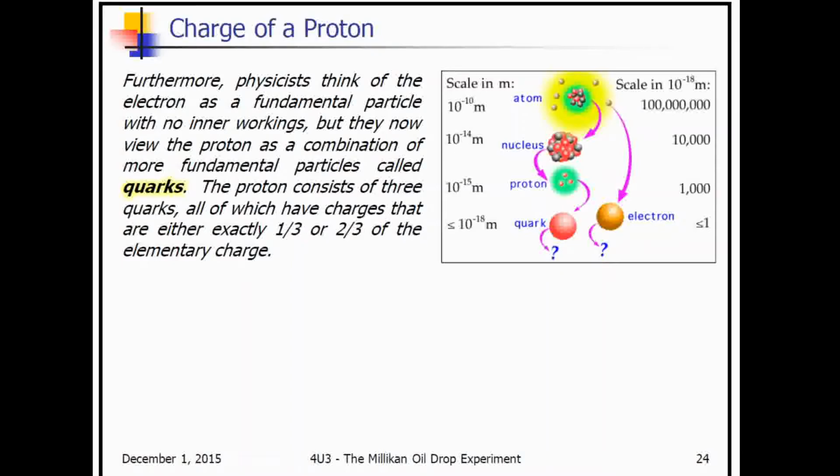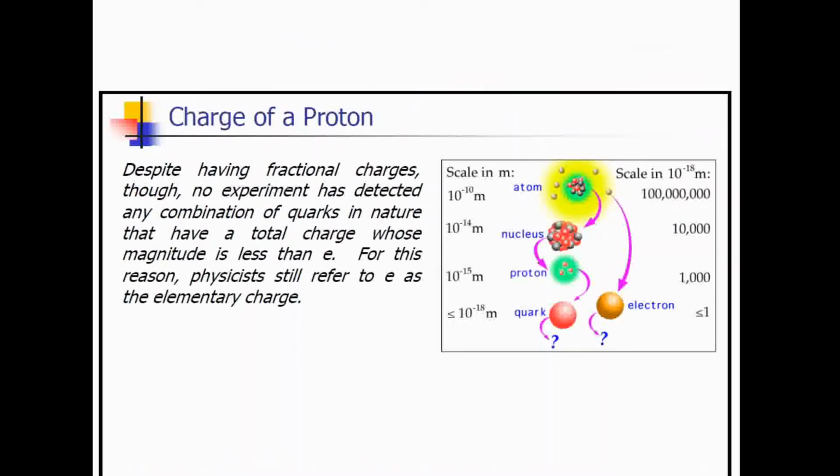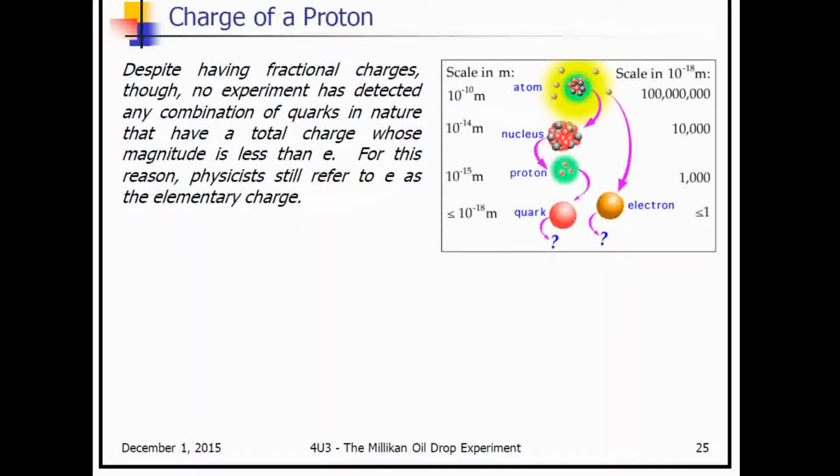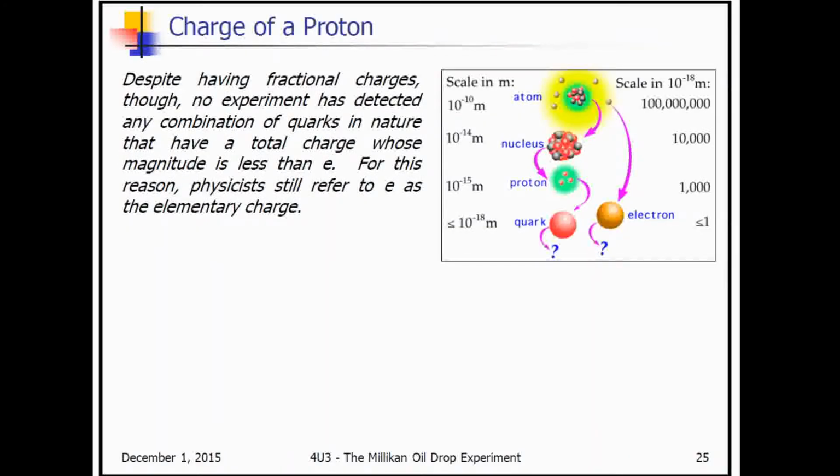There is no situation where the quarks will exist and give you a charge that is 1/3 or 2/3 of the fundamental charge. But if we look at them on their own, they do have that, although quarks do not exist on their own. So despite having fractional charges, no experiment has detected any combination of quarks in nature that have a total charge whose magnitude is less than e. For this reason, physicists still refer to e as the elementary charge.